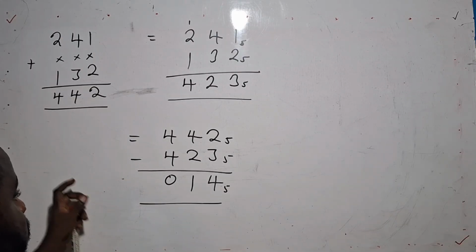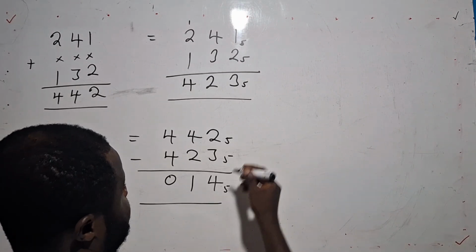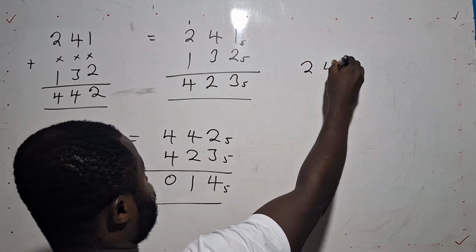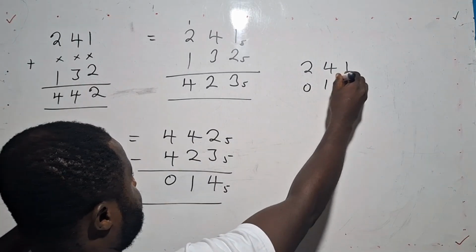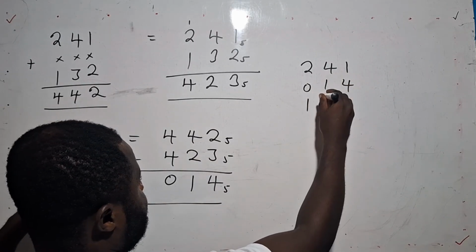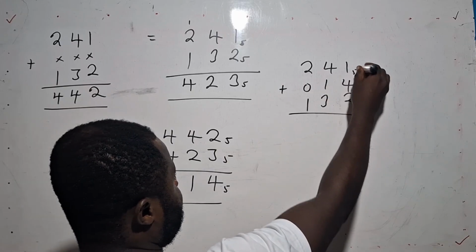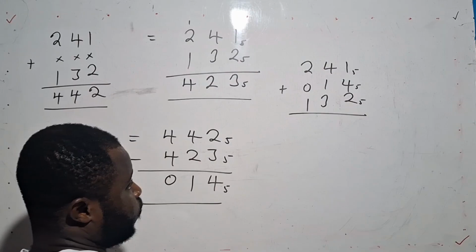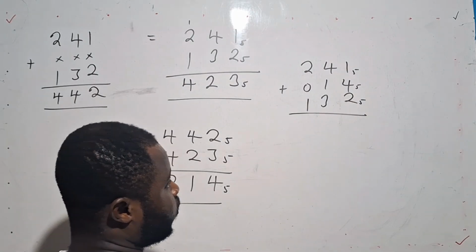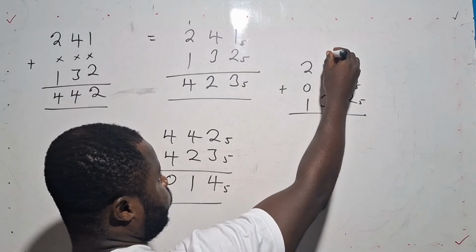Yes, and now, since this is our very final answer, let me put it back and prove to see if our answer is correct. So we have 2, 4, 1. Now let me put this one there. 0, 1, 4, 1, 3, 2. In base 5. So 1 plus 4 is 5 plus 2 is 7. 7 is not accepted in base 5. So 7 divided by 5 is 1.